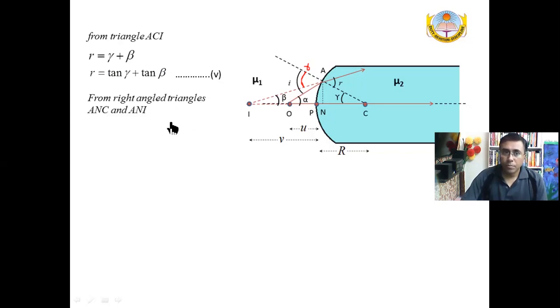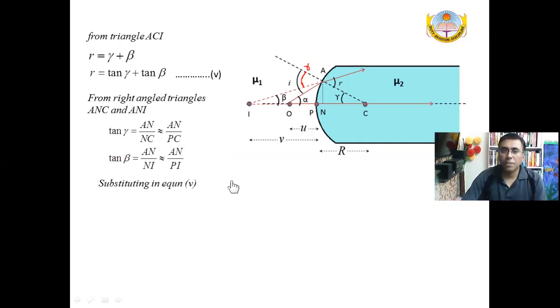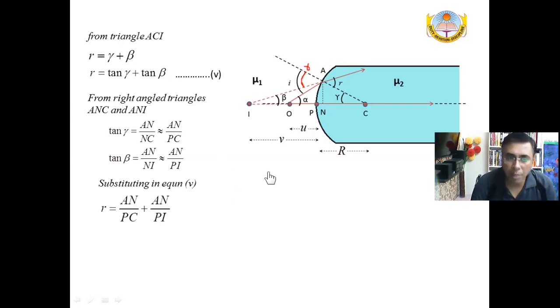And from triangles ANC and ANI, I can write tan gamma as AN upon PC and tan beta as AN upon PI. Exactly the same steps which we have done in the previous case. So when I replace tan gamma and tan beta with AN upon PC and AN upon PI in equation number 5, it becomes R equals AN upon PC plus AN upon PI, which we term as equation number 6.